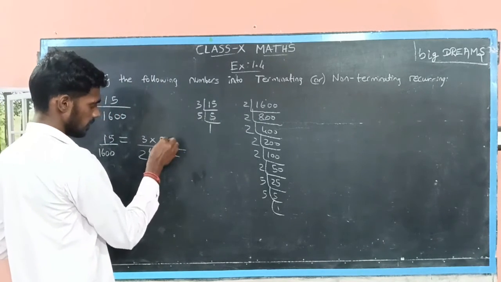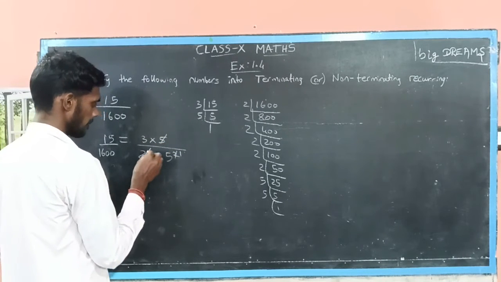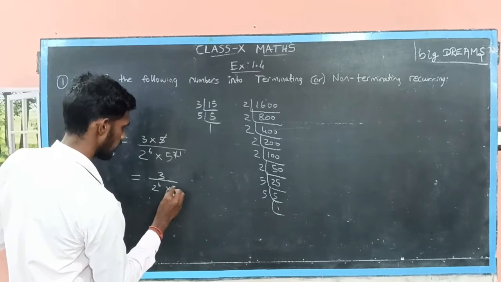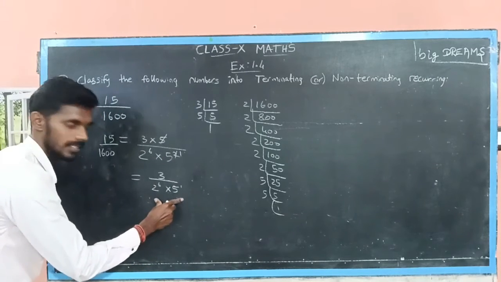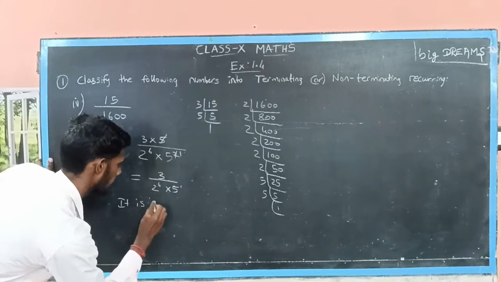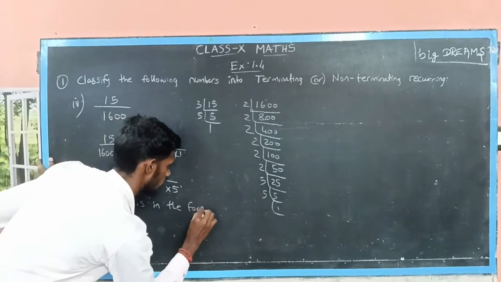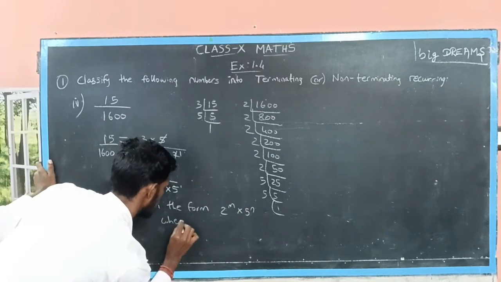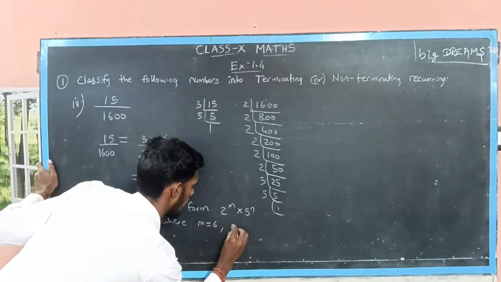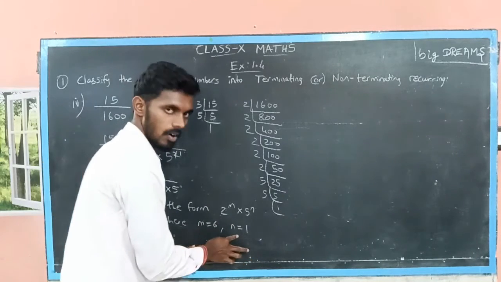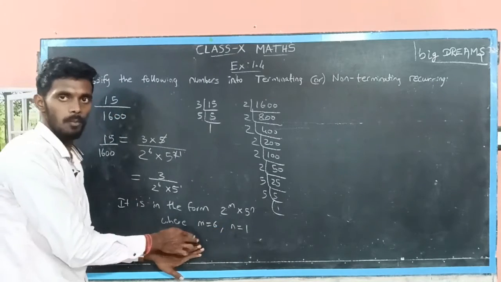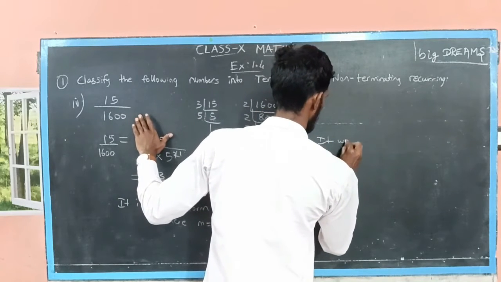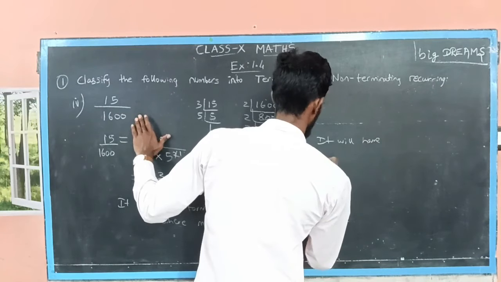So I can cancel the common 5, and it becomes 3 by 2 power 6 into 5 power 1. So the denominator is in the form 2 power m into 5 power n, where m here is 6 and n here is 1. Both m and n are non-negative integers, so according to theorem 1.6, this value will have a terminating decimal value.